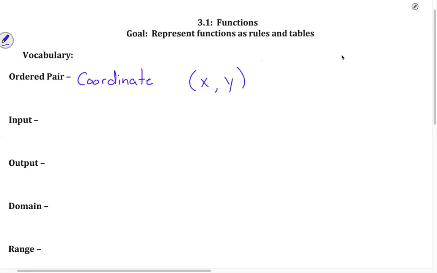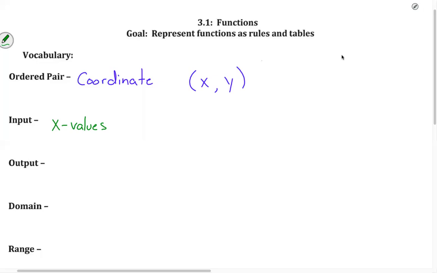Now, input. Input is simply your X values. Think of a vending machine. Everybody knows the vending machine downstairs by the gymnasium. It's got milk in it, or muscle milk, or pirate booty. A vending machine is a very good example of input and output.